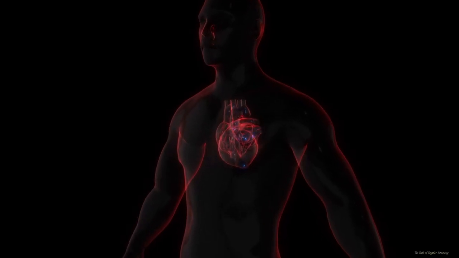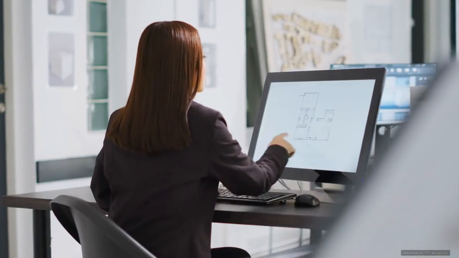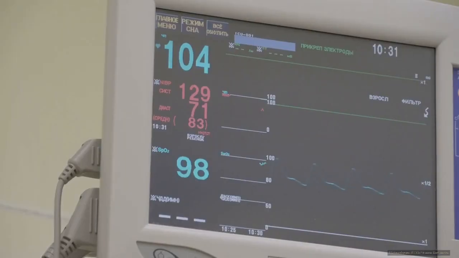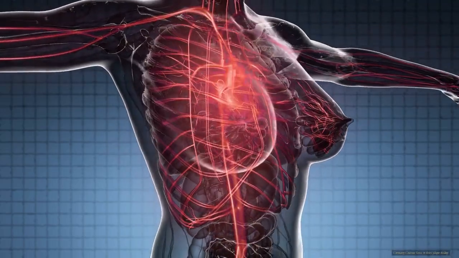The role of regular screening. Early detection of CAD can save lives. Screening tools like lipid panels to monitor cholesterol, electrocardiograms, ECGs, to assess heart function, coronary calcium scans to detect plaque buildup. These tests can identify risk factors or early signs of CAD, allowing for timely intervention.